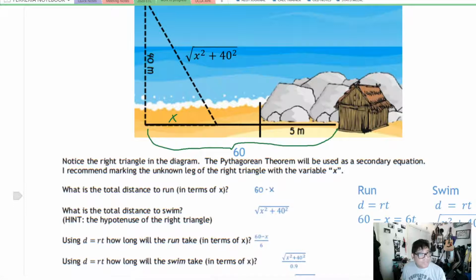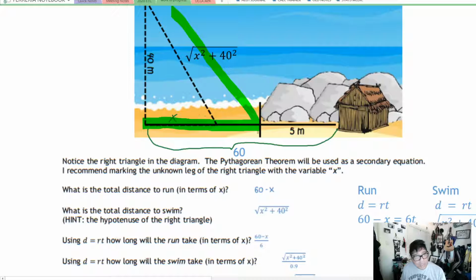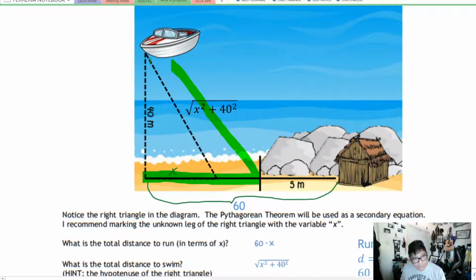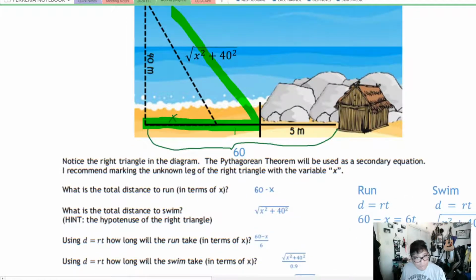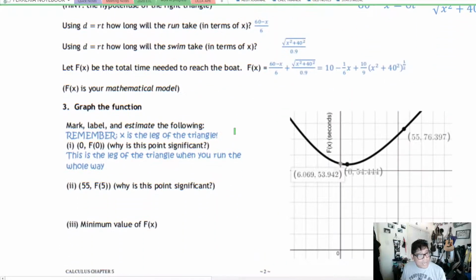Well, over here, if x is 55, that means that we go all the way to here, and then we swim diagonally. So basically, we've run as little as possible, and we're swimming as much as possible. So we have to run at least those 5 meters. So what is that? 55 and then f of 55. That's the minimum distance we can run, that 5 meters. So this right over here really should say f of 55 and not f of 5.